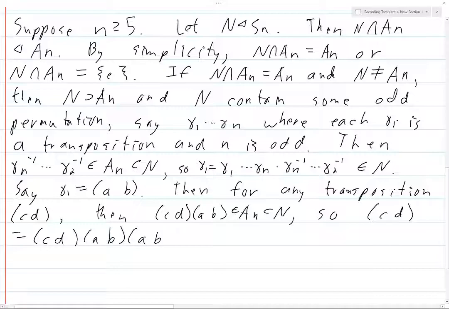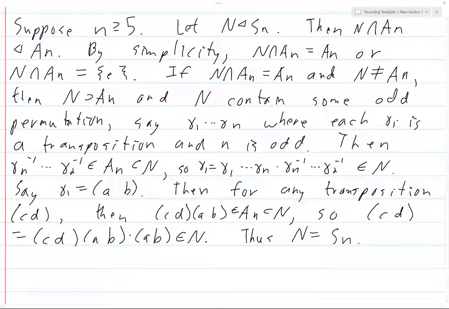To make it clear that we're multiplying two elements of N together, thus every single transposition in Sn belongs to N. And that means that N is equal to Sn. I wrote that down wrong when I was writing this out.